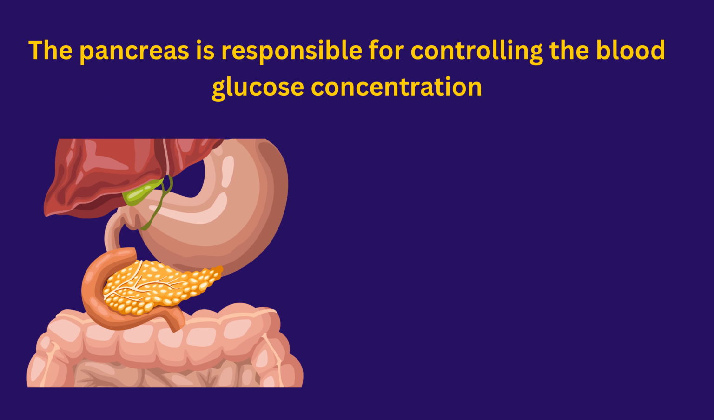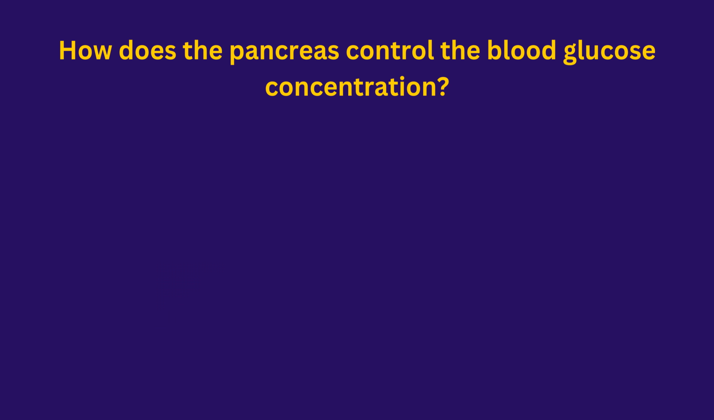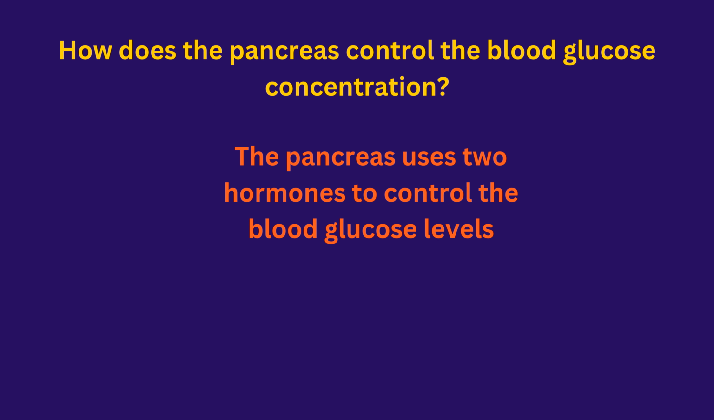The pancreas is responsible for controlling the blood glucose concentration. Remember, the pancreas is this leaf-shaped organ that is found below the stomach. How does the pancreas control the blood glucose concentration? The pancreas uses two hormones to control the blood glucose levels, and one is insulin, the other is glucagon.